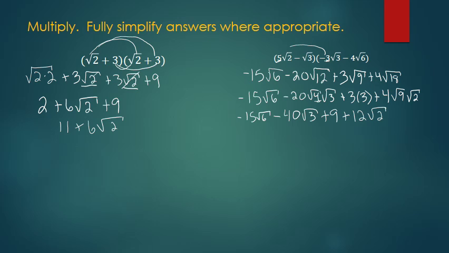Okay, now I look and see, are there any common terms that I can combine? Well, I have a root 6 in the first term, a root 3 in the second, and a root 2 in the fourth. So none of those can be combined. And then I have no other number by itself. So that 9 is going to be staying put. So this is my final answer. I cannot combine anything else.